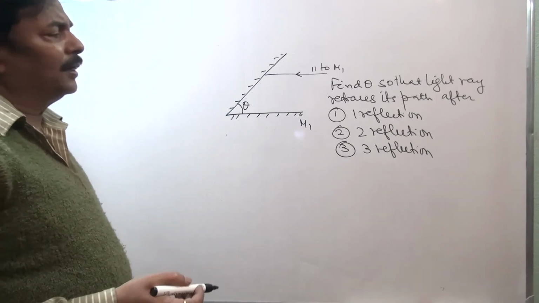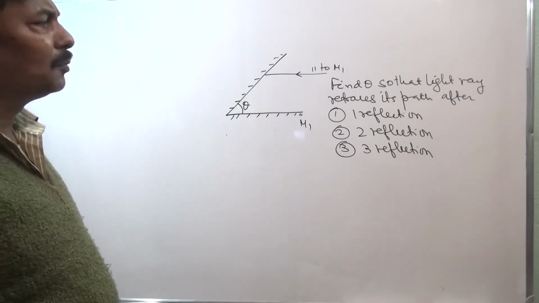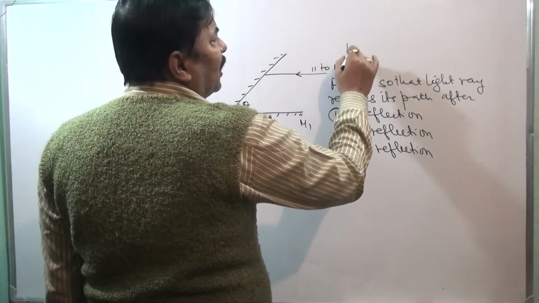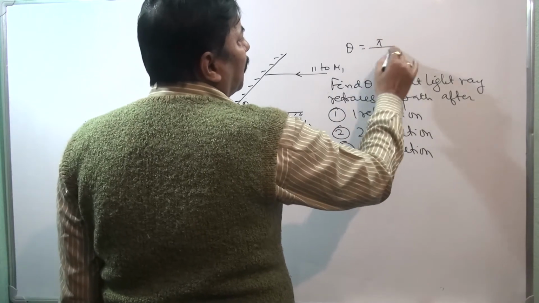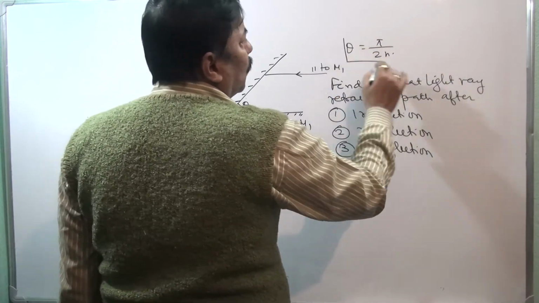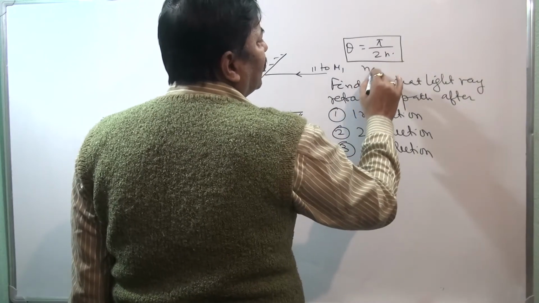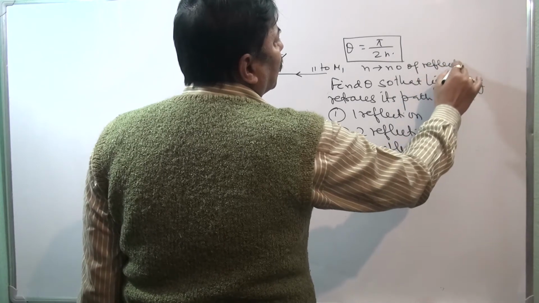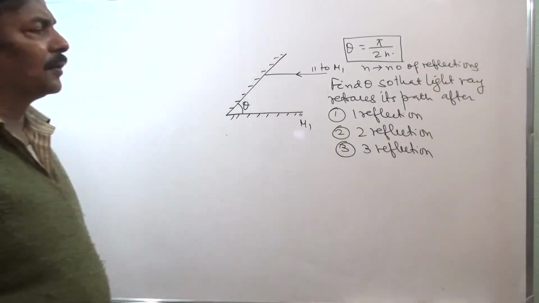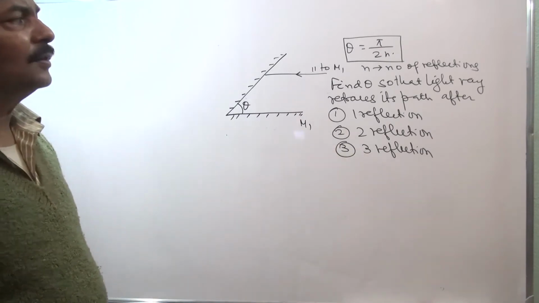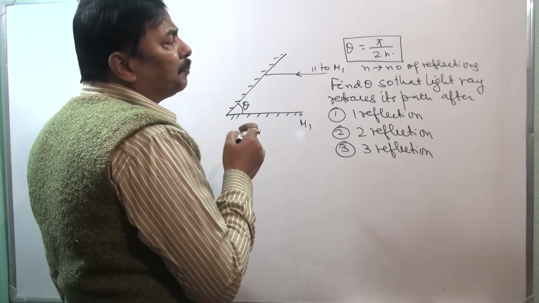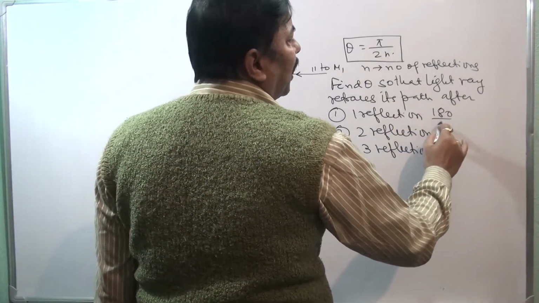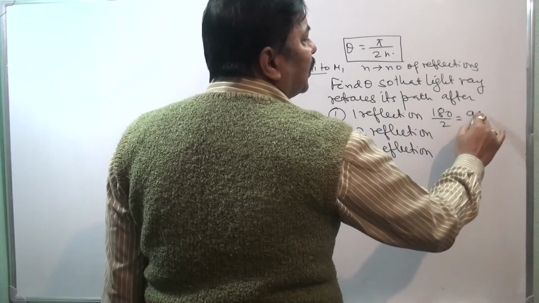In the first case you can understand that there is a ready-made formula for finding the value of theta, and that formula is theta equals pi by 2n, where n tells the number of reflections. So if we take the one reflection case, the value will be 180 by 2, that is 90 degrees.